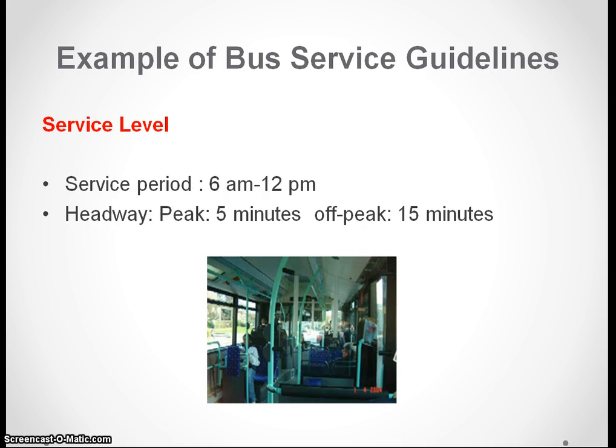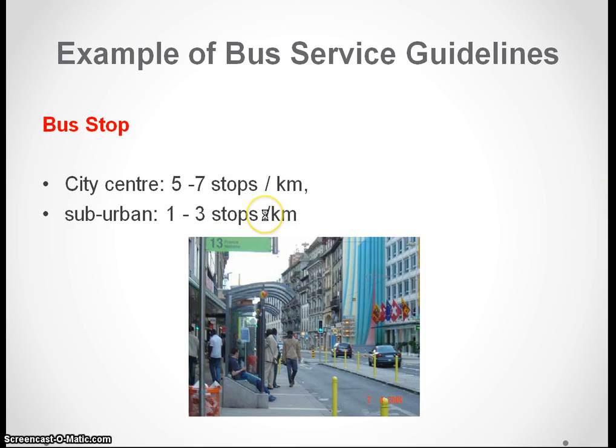Okay, about service level, service period between 6 a.m. in the morning up to 12 p.m. at night, and headway at peak 5 minutes, off peak 15 minutes. This is only an example, but for bus rapid transit, usually it is 2 minutes. And bus stops, city center usually up to 7 stops per kilometer. In suburban area, up to 3 stops per kilometer.